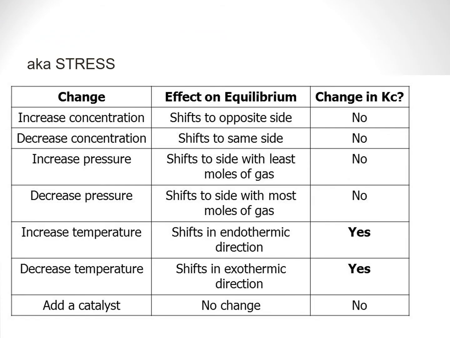The second table calls things differently. You see change, and that would be the stress, and you see effect, that would be the shift, right? What I like about this is that it reminds you what is actually changing the value of the equilibrium constant and what is not. The very important thing is that the temperature is the one that changes the equilibrium constant. Whether it makes it bigger or smaller depends on the sign.